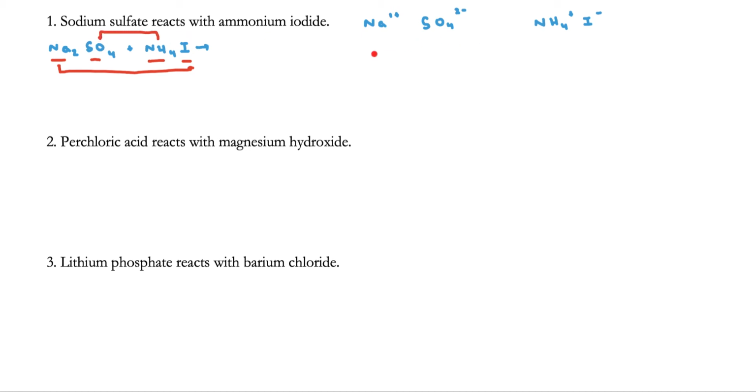So I'm going to cross my charges quickly. I've got sodium and iodide. Sodium has a 1+ charge. Iodide has a 1- charge. And so what I end up getting for one of my products is NaI.